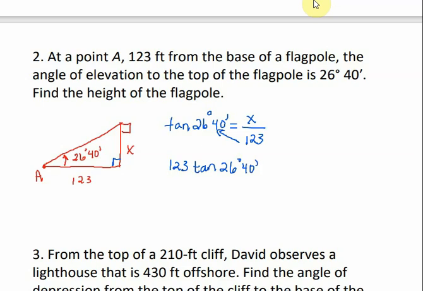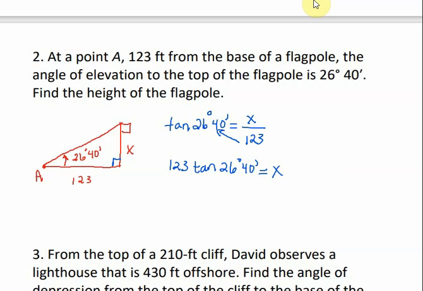And remember, we can put that directly into our calculator, the 26 degrees 40 minutes, just by pressing the math button, or that's on the TI-36X Pro, or if you have the TI-30X IIS, you have the little button that has the degree, minute, and seconds on it. So you just put that into your calculator, 123 times the tangent of 26 degrees, 40 minutes.